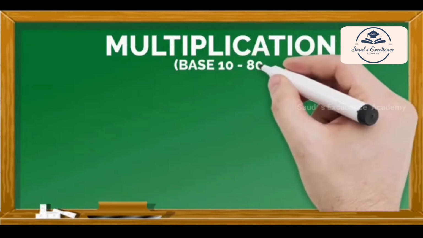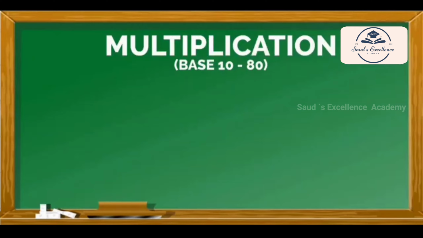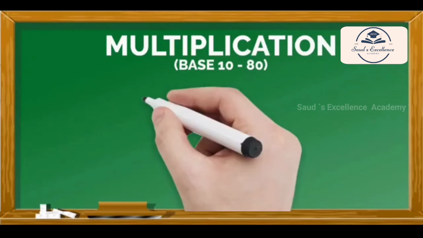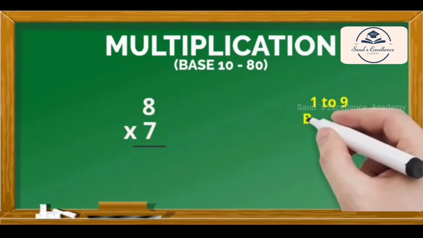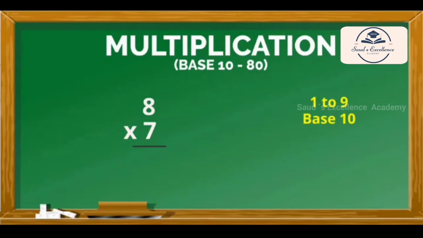To learn how to multiply with low base, we start with a new example: 8 multiply with 7. The second number, that is 7, gives us the base. For 1 to 9 we take base 10. For 7 we take base 10.